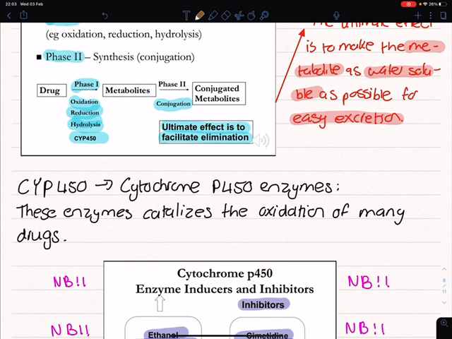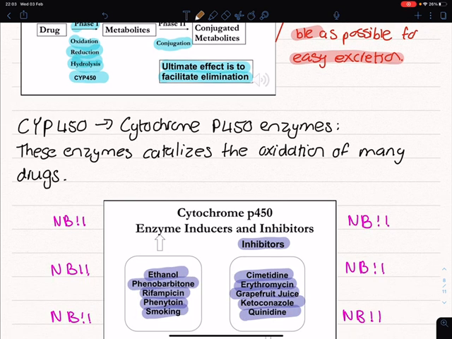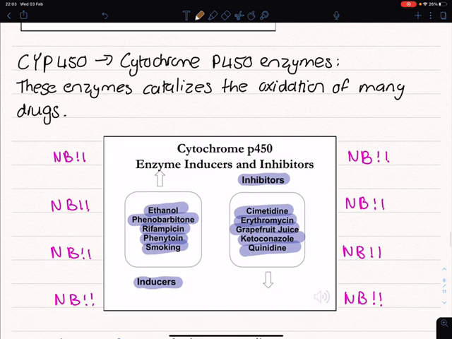Okay, so coming back to the CYP450, the cytochrome P450 enzyme, these enzymes catalyze the oxidation of many drugs. So in phase 1, it catalyzes the oxidation. So it plays a critical role in metabolism. But different drugs can affect the cytochrome P450 in different ways. Some drugs can be inducers and some drugs can be inhibitors.